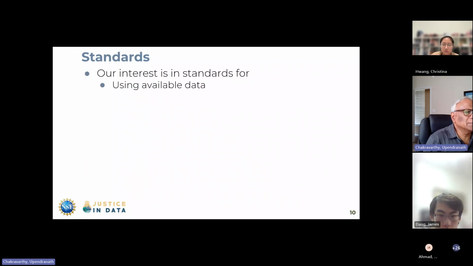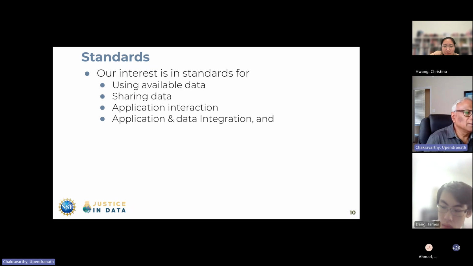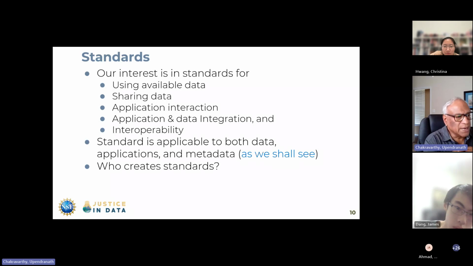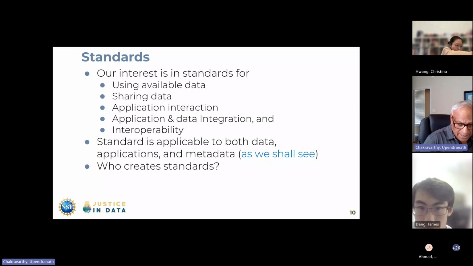Our interest is in standards for using available data. So we are coming from the analysis side and we use data. So we have to worry about what is the corresponding thing for that. We want to share data. If we want to share data, what do we need to do? We want applications to interact without having to develop additional software: application and data integration, and interoperability. Standards are applicable to data, applications, and metadata.